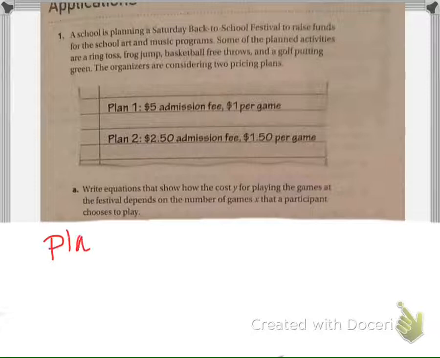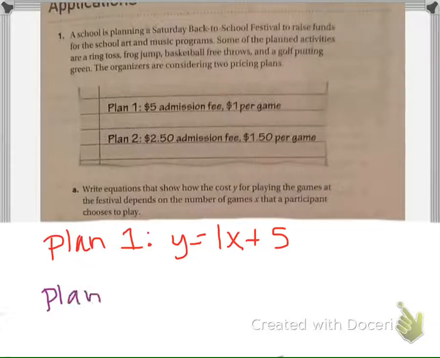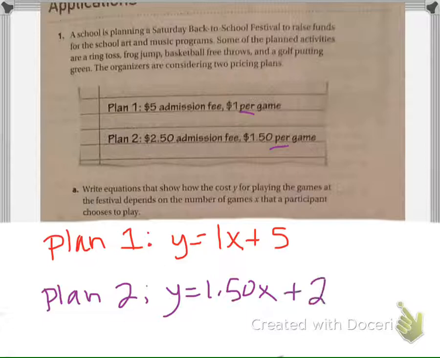So for plan 1, it's $1 per game, so that tells me the slope, and $5 to get in, that tells me the y-intercept. Now plan 2, my slope is $1.50 per game. Remember, the words "per" give me a hint who the slope is. And then to get in, I have to pay $2.50, which is the y-intercept. So those are the two equations.